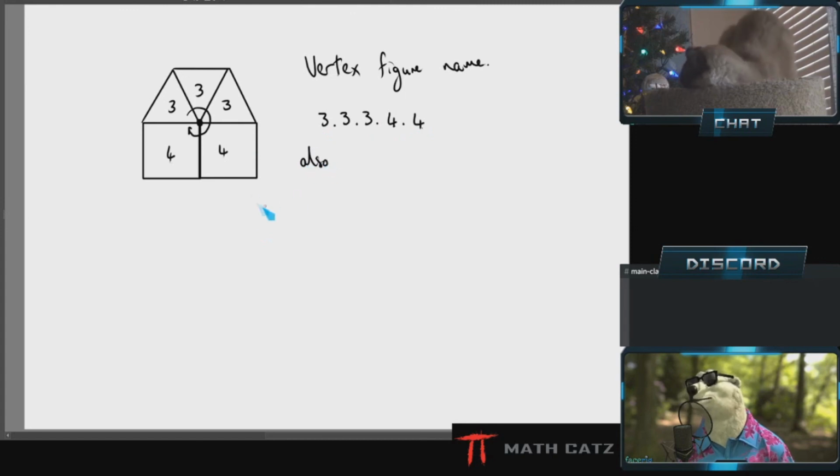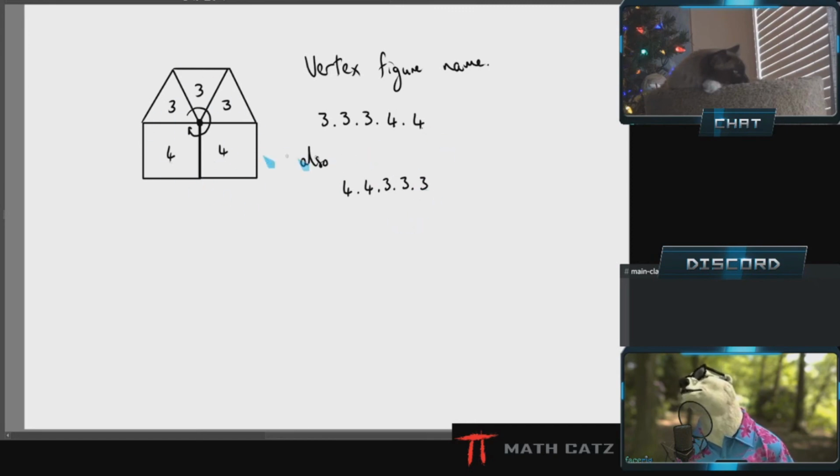I could also, of course, start at a different spot. I could start at the square here, for example. 4, 4, 3, 3, 3. Right? So there's a lot of variations, but essentially it's the same. The order matters. How do I attach them?